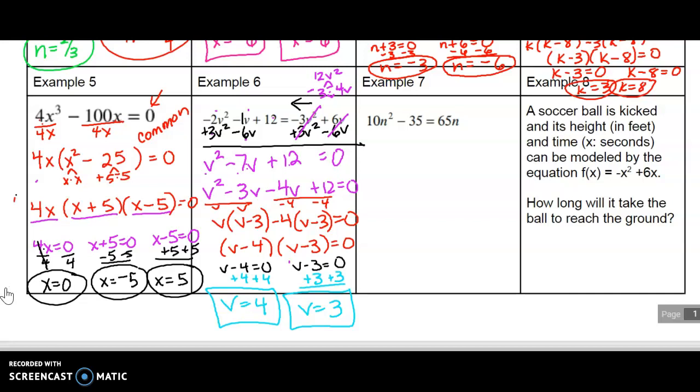All right, let's look at example 7. No 0, I know my n squared's on the left and it's positive, so we want to keep everything on the left. So if I subtract 65, I don't have anywhere to line it up, but it's going to go in the middle. So 10n squared minus 65n minus 35.